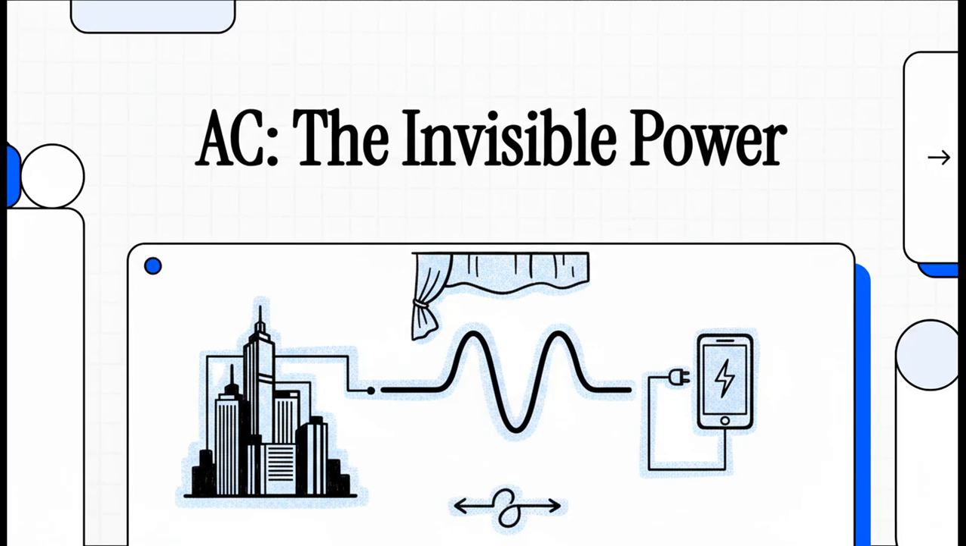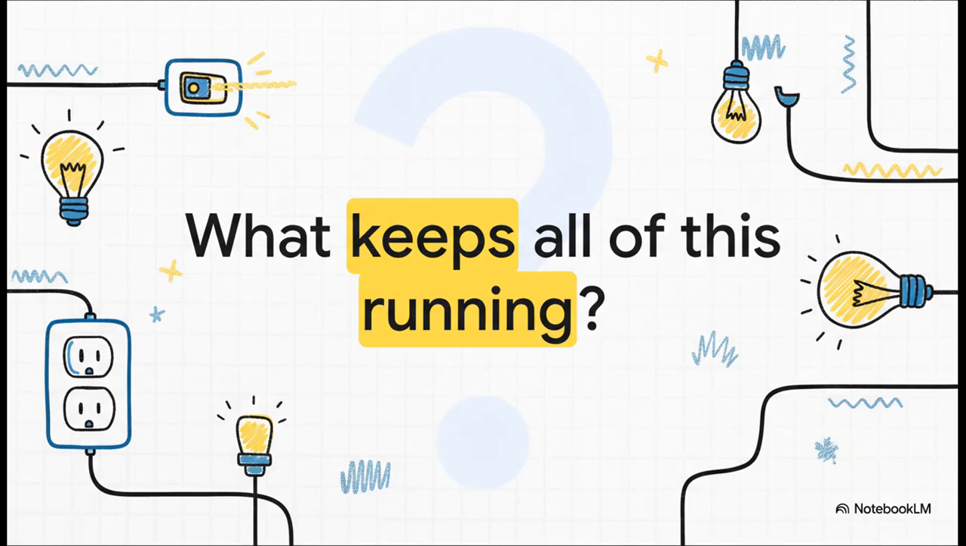All right, let's talk about the invisible force that powers pretty much everything in our modern world. We're going to pull back the curtain on something you use every single day but might not think about: alternating current. I mean, really think about it. You flip a switch and light just happens. You plug in your phone and it starts charging. What is the invisible river flowing through those wires that makes it all possible?